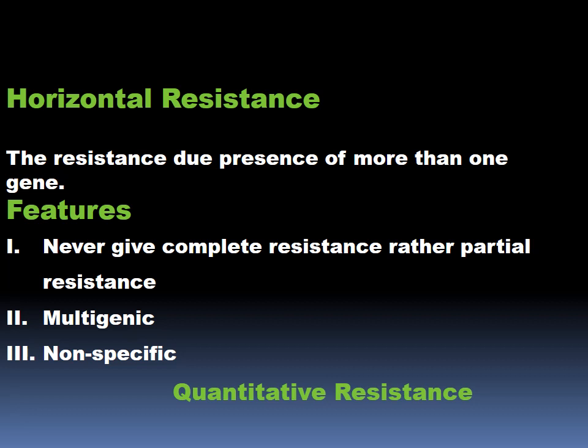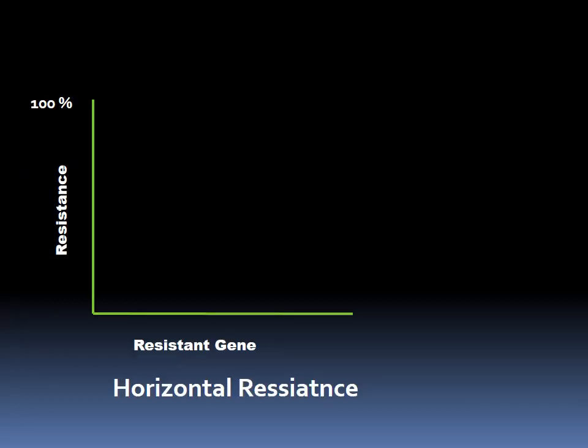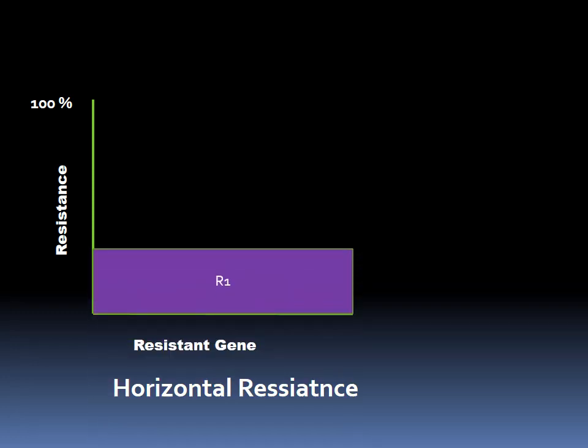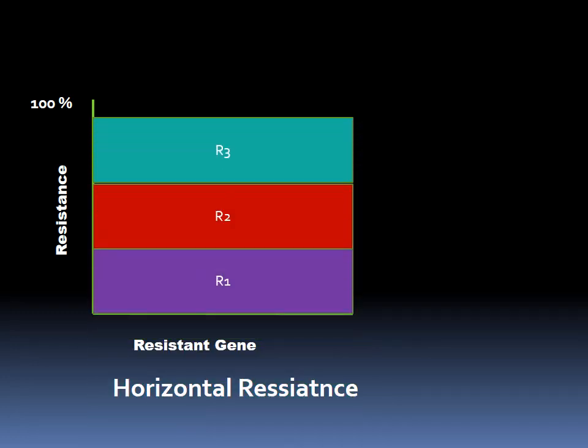But unlike vertical resistance, this resistance provides protection against non-specific pathogens. And usually in the field, we witness horizontal resistance. The other name of horizontal resistance is quantitative resistance. In this slide, I am going to discuss how this horizontal resistance works. Here you find three resistant genes, and these genes are not there keeping the pathogen in mind. So they are there and they are contributing to the resistance.